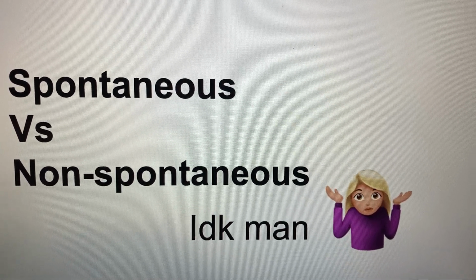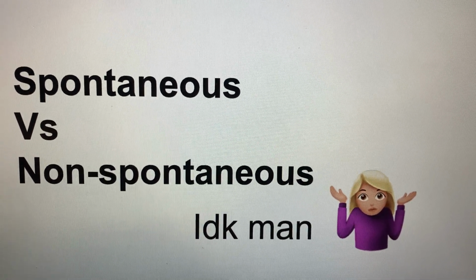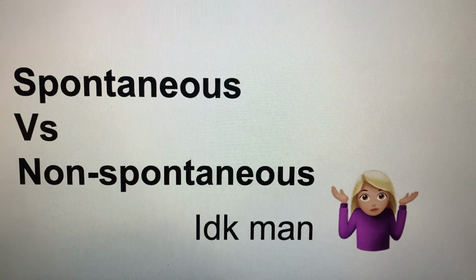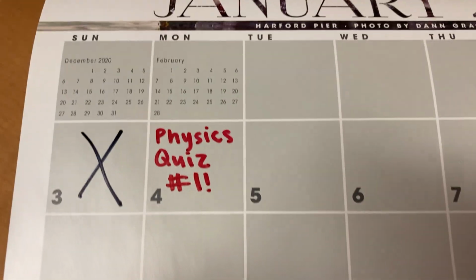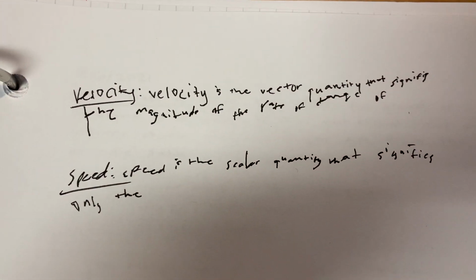Understanding the difference between spontaneous and non-spontaneous chemical reactions can be pretty confusing. So I came up with this little analogy to help you understand. Let's say you have a physics quiz on Monday morning. It's your very first one, so you don't have a lot of notes to go over, but when you look back on your notes, they aren't looking so great.